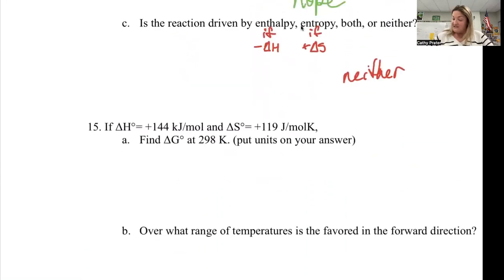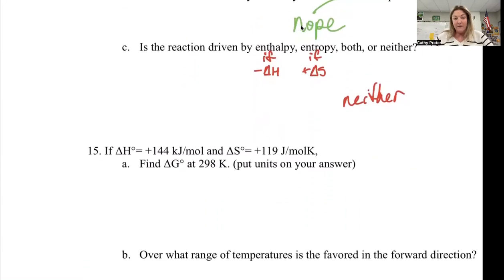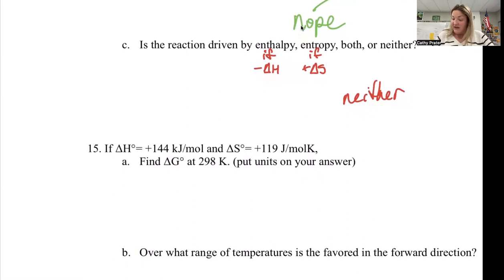This next question isn't asking me to do that, but if I look here, this one has a positive and a positive. So we would say it's not driven by enthalpy. It is driven by entropy.